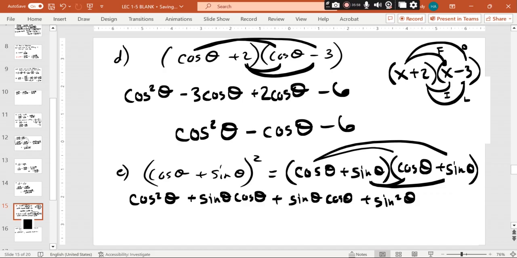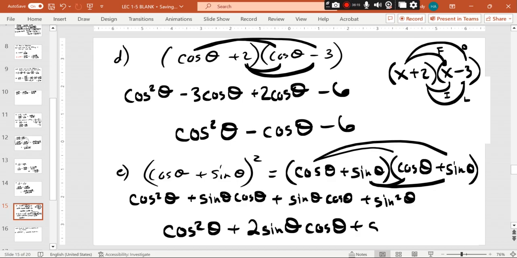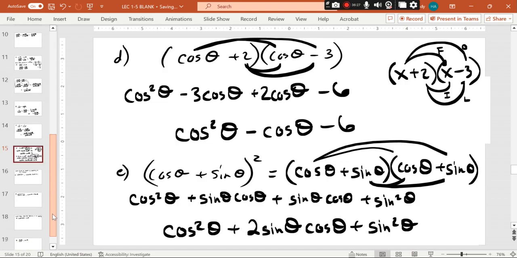All right, any like terms? Absolutely, right in the middle. So final answer, here it is, cosine squared theta. And there's one of these and another one of these, which makes two of these. Boom, and we get ourselves that right there, and we are done. That is the final answer there. Okay, let's keep on going.